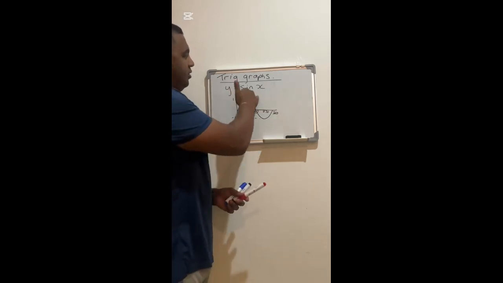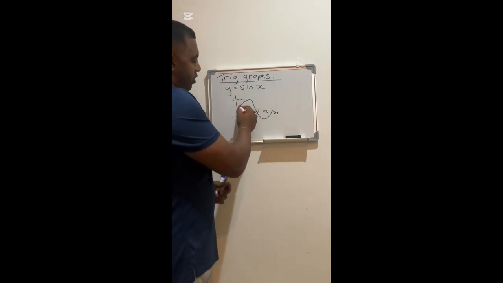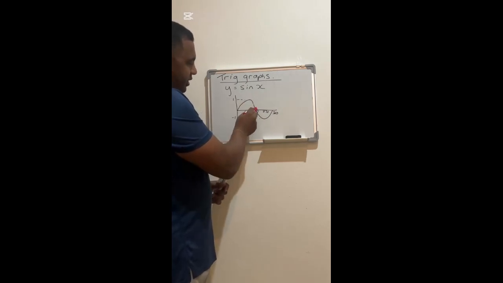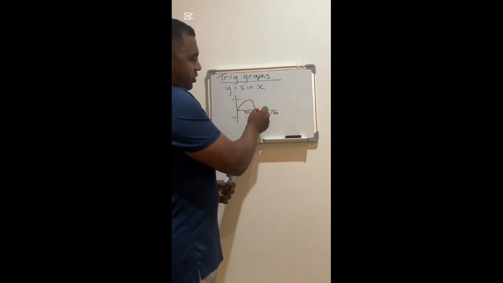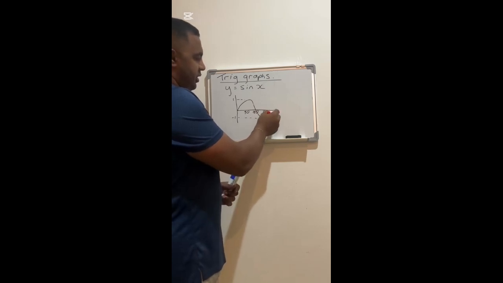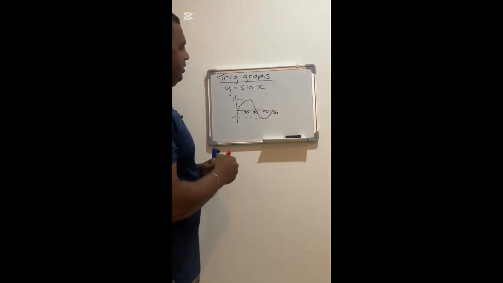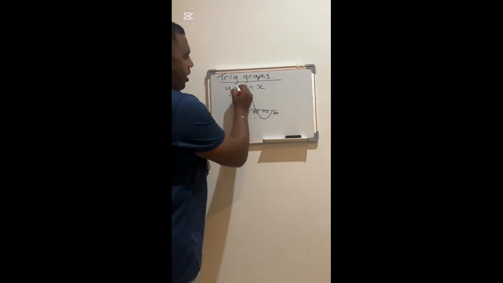So your normal sin graph starts, goes up at 90. At 90 it is at 1, 180 is at 0, 270 is at -1 and 360 is at 0 again. So the 5 things I can change: the first thing is your amplitude.